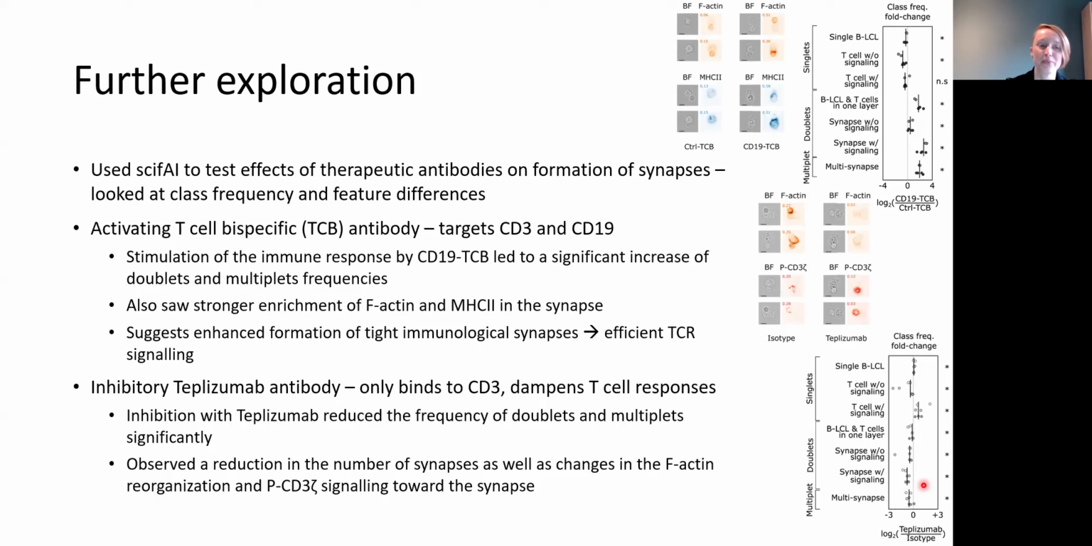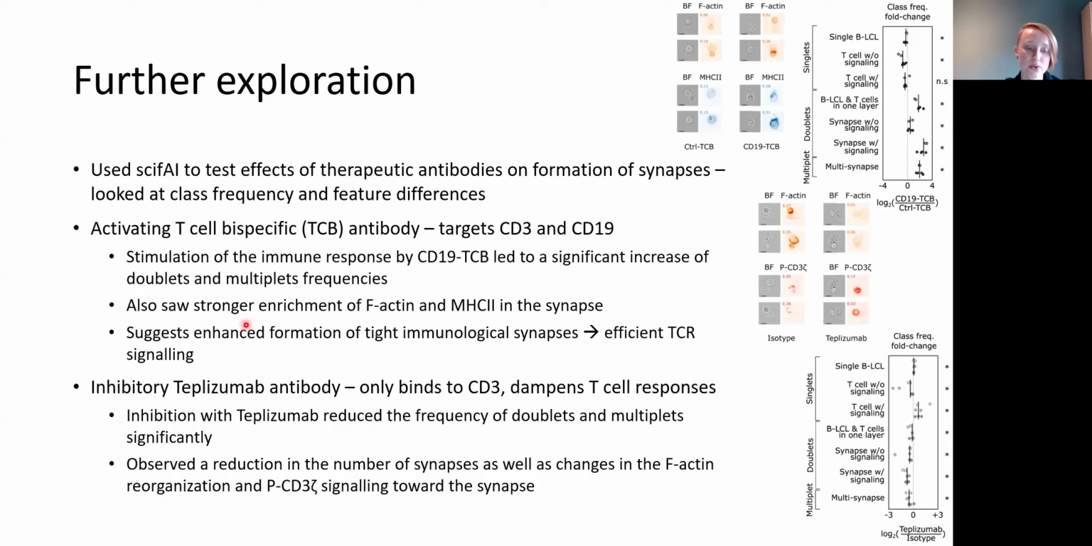Following this, they then looked at these therapeutic antibodies that I've mentioned a couple times in passing. So essentially the two antibodies we're going to just have a quick look at are an activating one, so a T cell bispecific or TCB antibody that targets CD3 and CD19, but basically stimulates the immune response. This, when added, led to a significant increase of doublets and multiplets frequency. So you can see over here, there are more doublets and multiplets, actually slightly fewer singlets in a couple of instances, but sort of less dramatic.